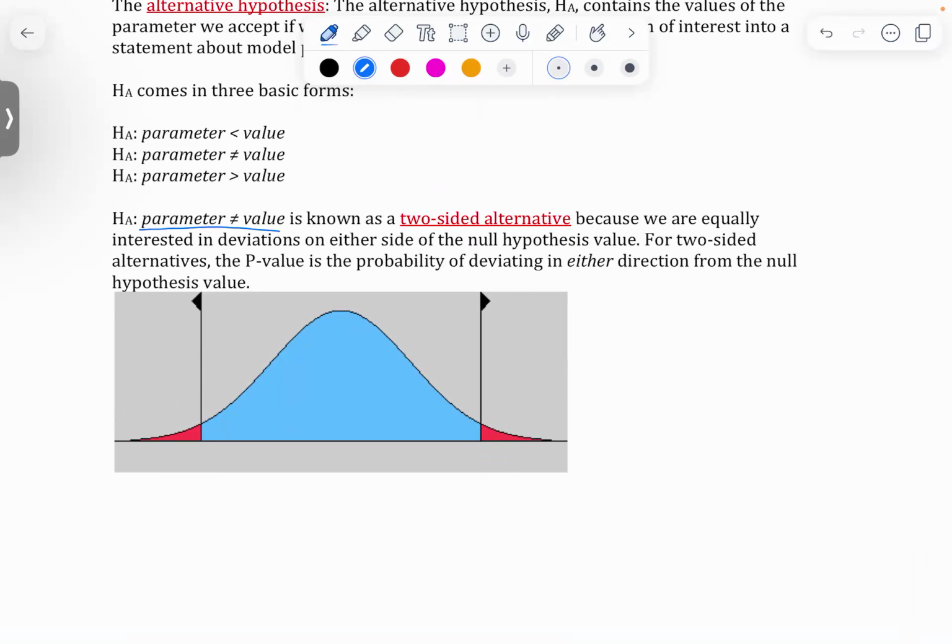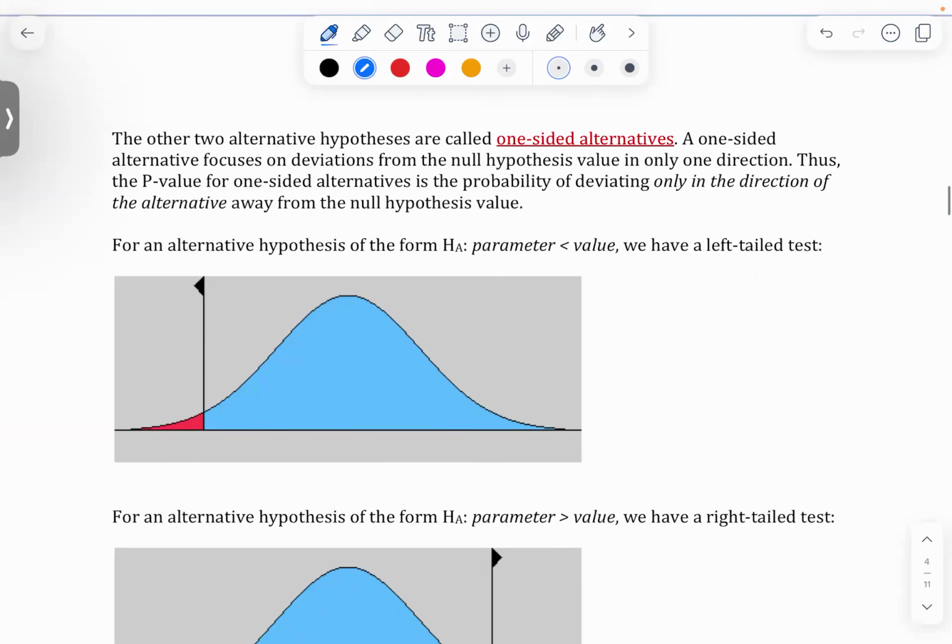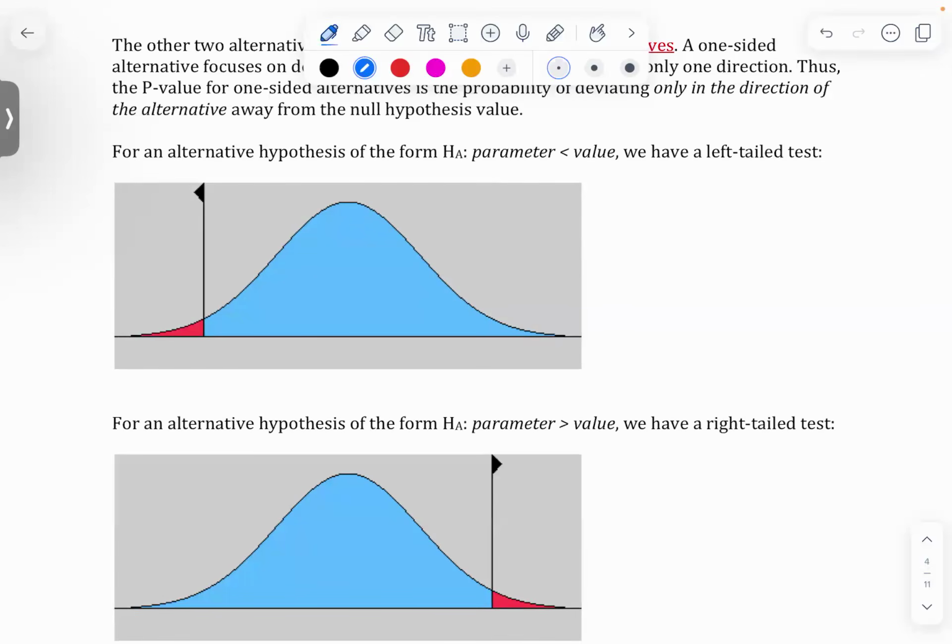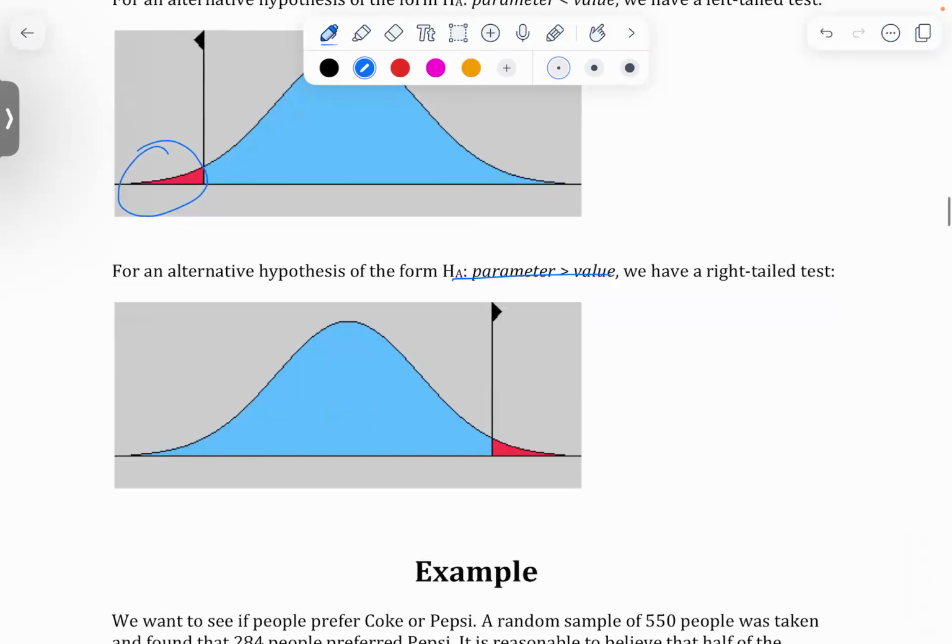So this parameter not equal to the value means it's just as likely for something to be above as it is below. So that's the new one, and this is what's known as a two-tailed test. So it's just as likely to be on either extreme. The other ones are one-sided tests, and these are the ones we're much more familiar with. It's going to be below this number, which means we shade to the left. If we say it's going to be above this number, then we shade to the right. So that's definitely what we are most familiar with, as we saw previously in previous normal calculations.